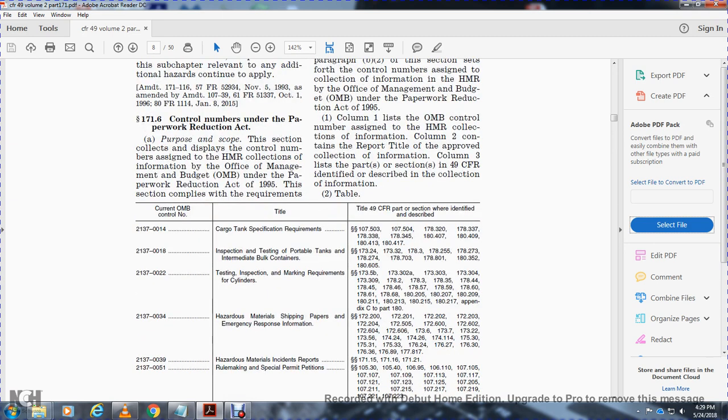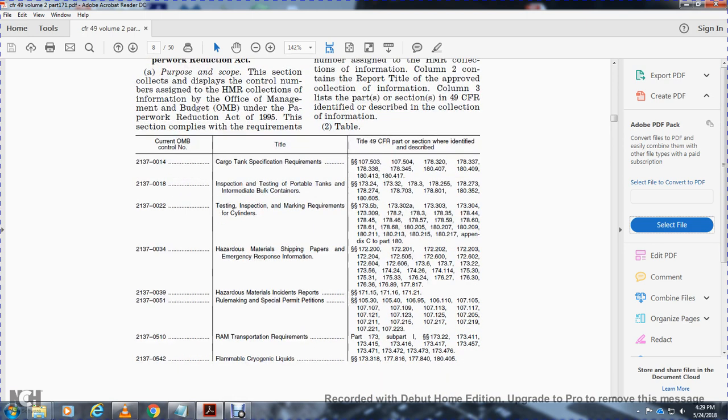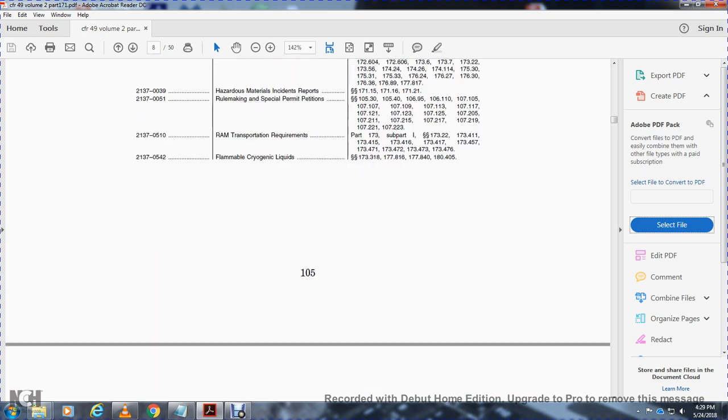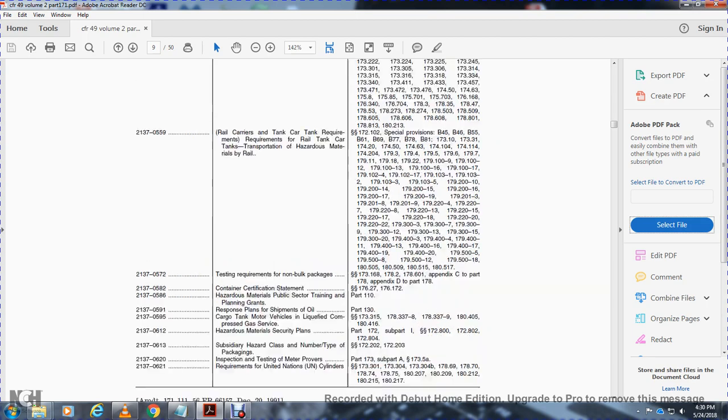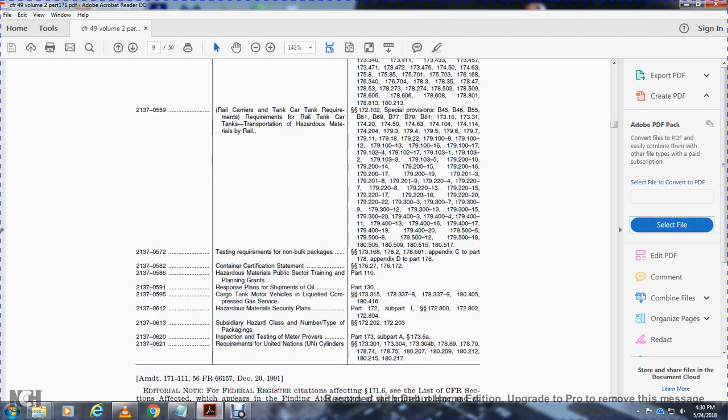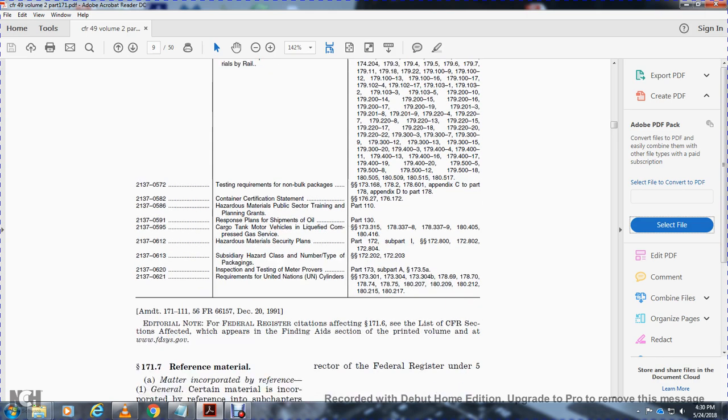Alright, so you have your cargo tank specification, inspecting, testing, portable tanks and intermediate bulk container testing, inspection requirements for cylinders, hazardous material shipping papers, the emergency response, hazardous material incident reports, leaking, special procedures, RAM transportation requirements, flammable cryogenic liquids, hazardous waste, rail carriers, tank car requirements for rail cars, hazardous material by rail. Testing requirements for non-packaged bulk containers, certain certification, hazardous material bulk, public sector training planning grants, response plans for the shipping of oil, cargo tank and vehicle with liquid, compressed gas, surface hazardous material security plan, security hazard class, number, type of packaging, inspecting, testing, medical provisions requirement under the United States cylinders.